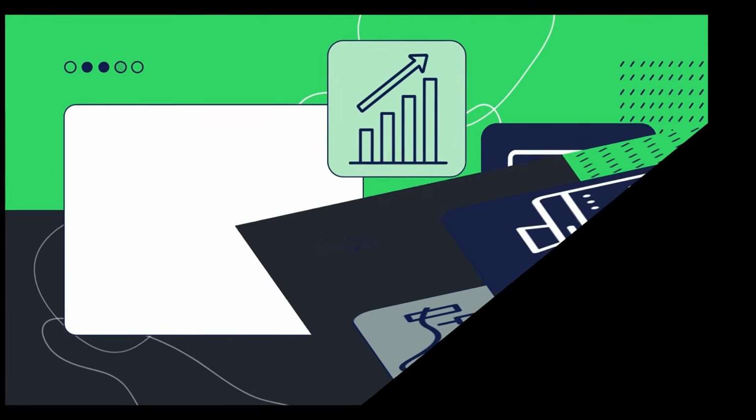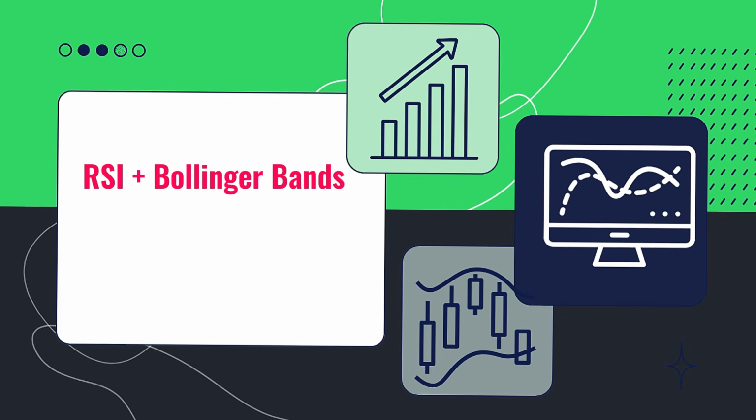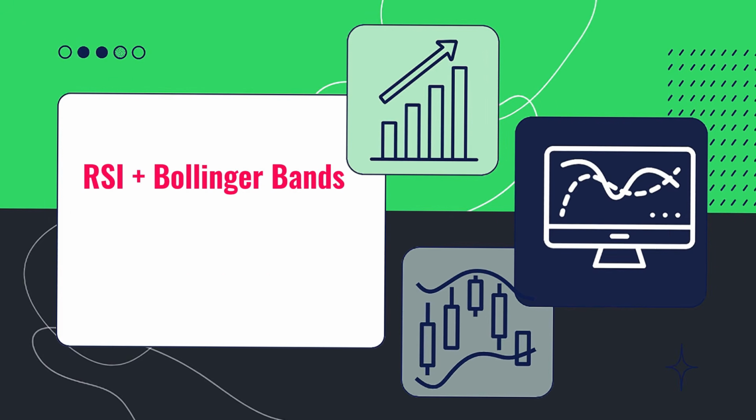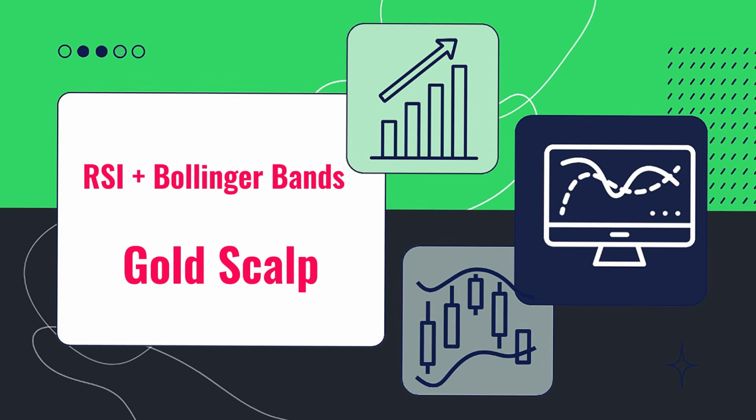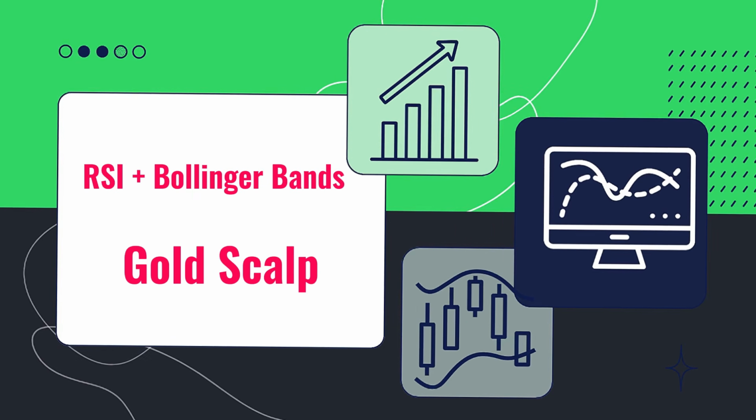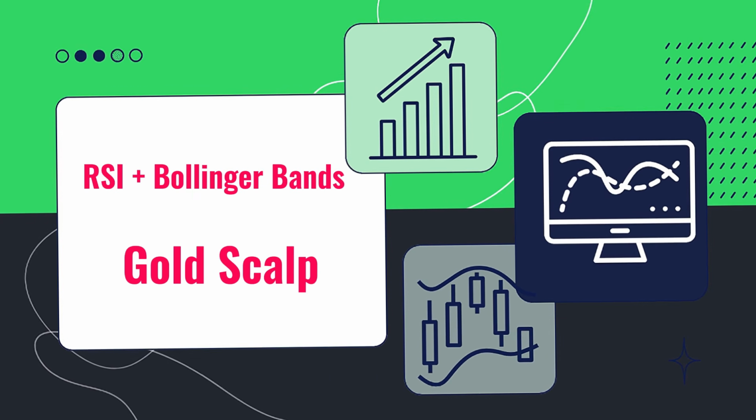Okay, that's it for today's lesson. Now you know how to use the RSI and Bollinger Bands combination to scalp gold. Practice this strategy on a demo account first. Consistency comes from repetition, not excitement.